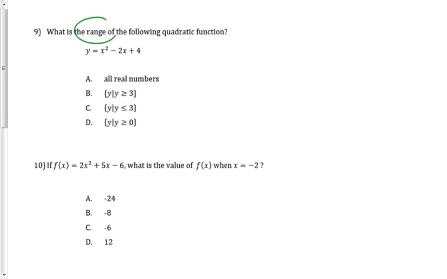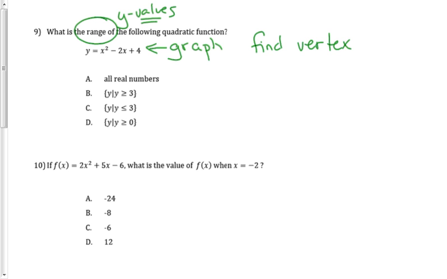Number 9, what is the range? We know range is y values. We're going to have to graph, so you need to graph this using your calculator. Because we're looking for the range, we're going to need to find the vertex. So when we do that, we find the vertex is 1, 3, and the arrows are pointing up. So we need the y value of 3, and we need it to be greater than. So our answer choice would be B.